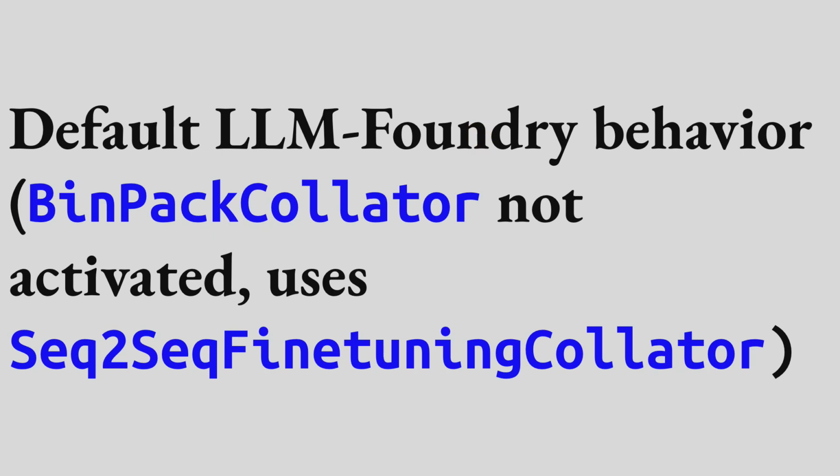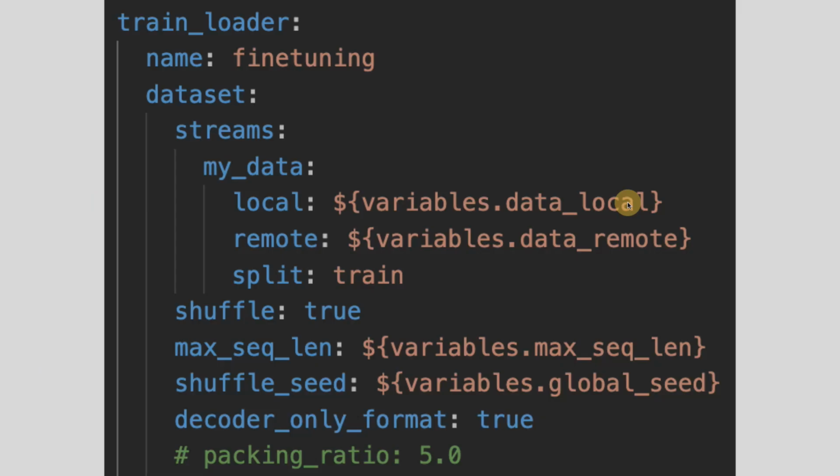Let's look at when BinPackCollator is not activated. This is the default LLM Foundry behavior when you have your train data loader with the name value being finetuning. It turns out that it uses the sequence-to-sequence fine-tuning collator as the default collate function for this fine-tuning data loader. So again, here's my YAML file. I still have the name of finetuning under train loader, but I have commented out my packing ratio, so it will not trigger BinPackCollator.